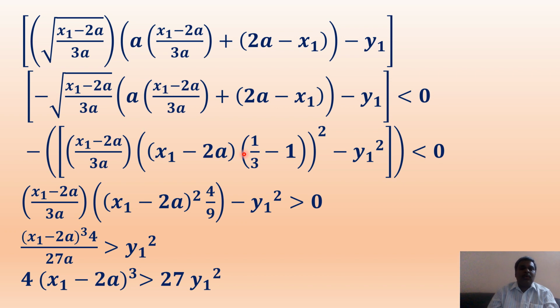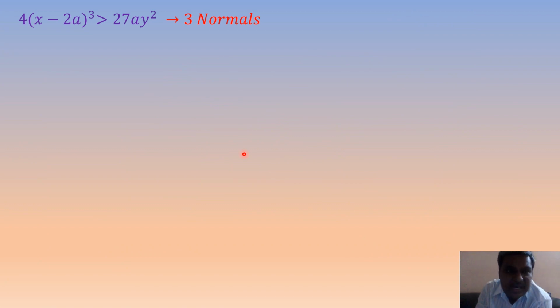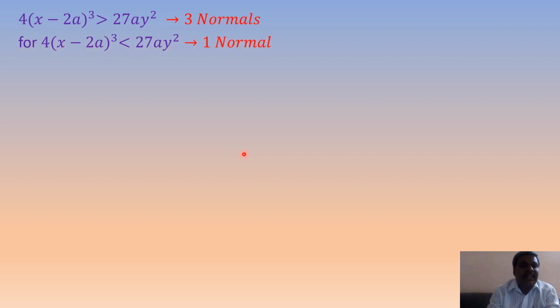Then we have 3 real and distinct normals. Suppose, as discussed earlier, 4(x − 2a)³ is greater than 27a²; we get 3 real normals. Suppose if the inequality is less than, that is 4(x − 2a)³ is less than 27a², we obtain only one real normal. If equality is obtained, 4(x − 2a)³ is equal to 27a², two real normals are drawn from that point to the parabola.